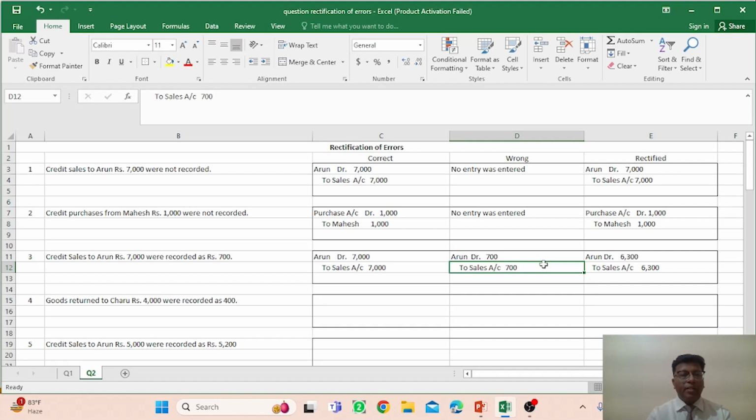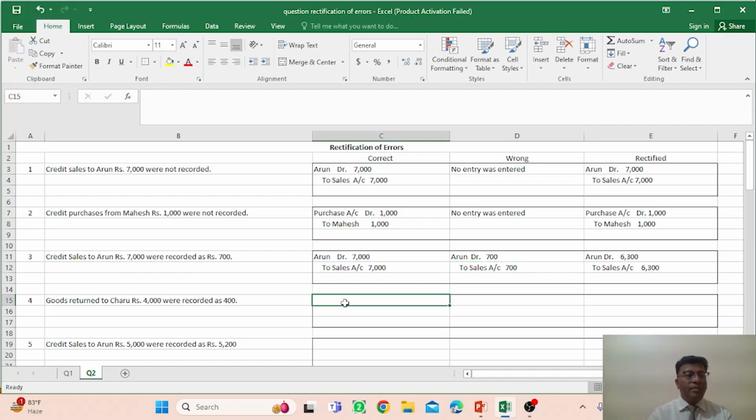The transaction was that you made credit sales to Arun for rupees 7,000, and the entry was made. It was not the case that you did not make any entry. But the accountant who was writing the books of accounting mentioned that Arun debit to sales account. The amount 700 was written in the Arun account, and 700 was posted in the sales account, but exactly the amount should be 7,000. So there was less amount by rupees 6,300, so it should be added in the Arun account and sales account. So this is the rectified entry.